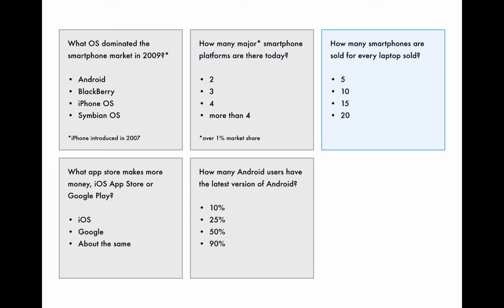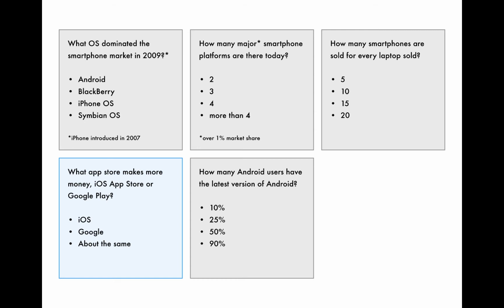How many smartphones are sold for every laptop sold? Obviously, there are more smartphones sold than laptops, but how many more? Is it a 5-to-1 ratio, a 10-to-1 ratio, or perhaps a 15-to-1 ratio? Or maybe there are 20 times as many smartphones being sold as there are laptops. What do you think? Okay, next question. Which app store actually brings in more revenue? Is it Apple's iOS App Store, or is it Google Play? Or do they both bring in roughly the same amount of revenue?